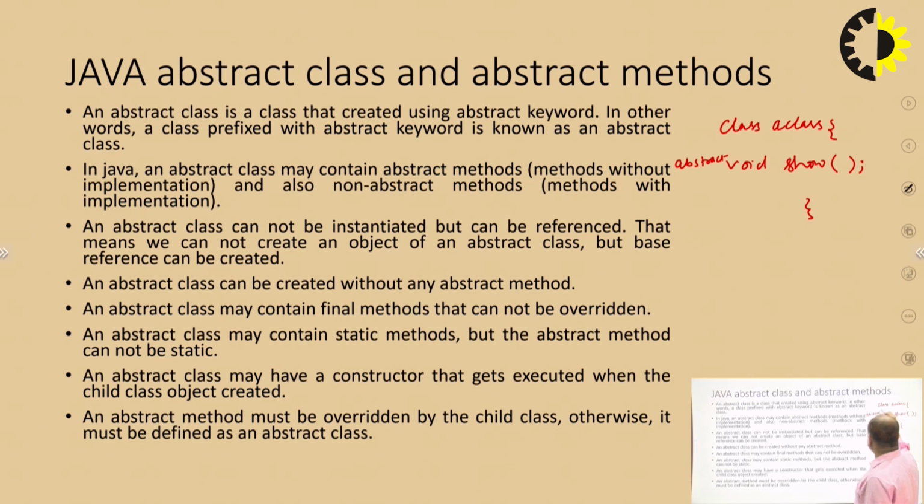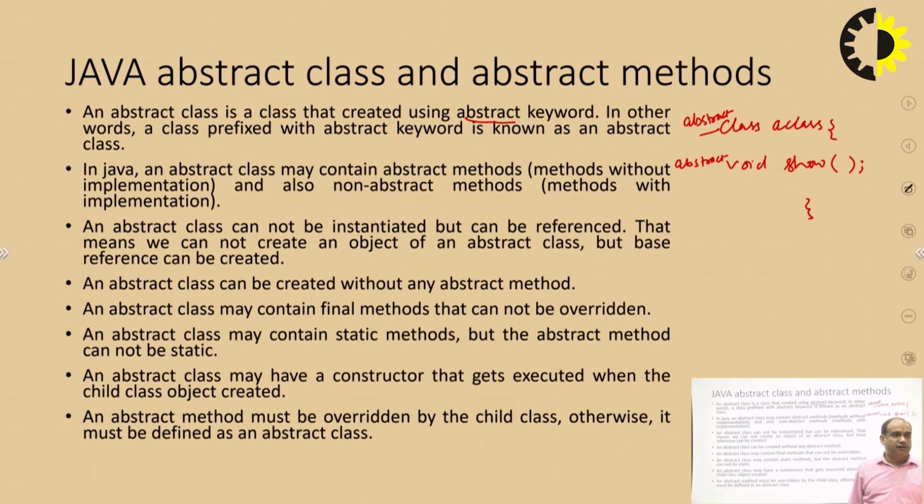Also, if my method is abstract, in that case my class will become abstract. That is the meaning of abstract method. So see here, an abstract class is a class that is created using the abstract keyword. You will see a keyword abstract. In other words, the class prefixed with the abstract keyword is known as an abstract class.